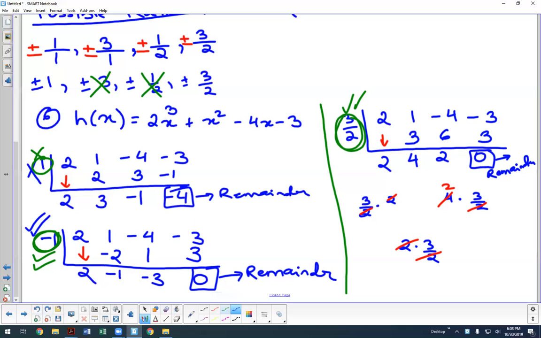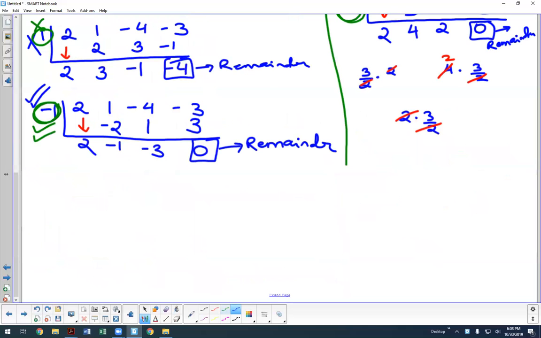So this is what I recommend. Once you hit your first zero remainder, I wouldn't have gone back and checked for the 3/2. Once I got my -1 at my 0, I would actually go back and work with the quotient now instead of going back to the other option. So what is this quotient going to be? 2x squared minus x minus 3, and I would take this, set it equal to 0, and try to solve this.